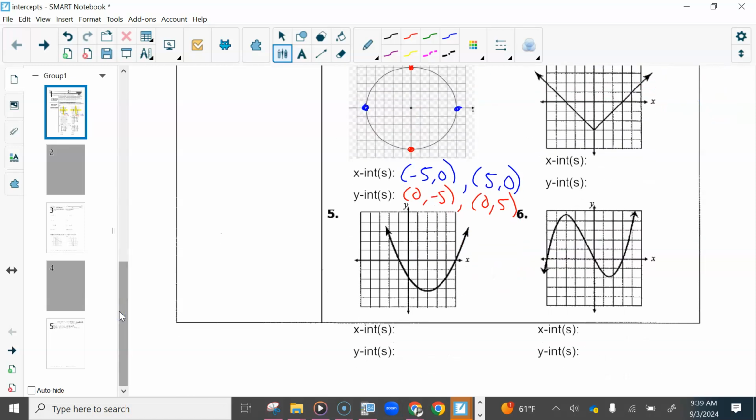All right, last one, number 6. X-intercepts. Where does this cross the x-axis? Negative 5, 0, 0, 0, and 3, 0. We're just doing whatever it wants today. And then y-intercept. 0, 0. They share one.